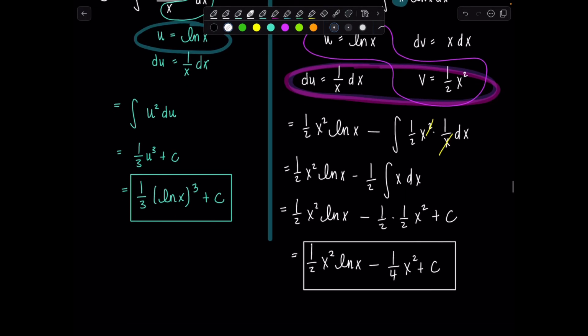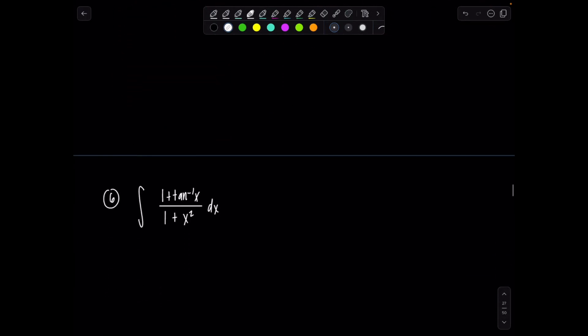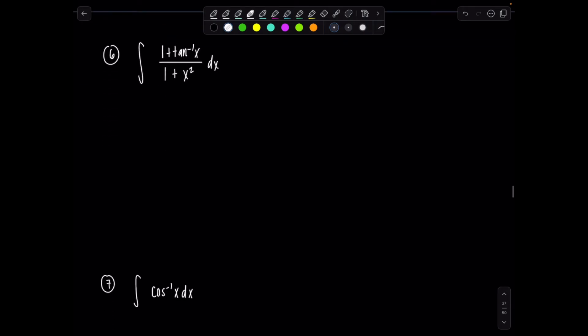Okay. Everything's looking good. Let's move on to a few more. Now I wanted to work with inverse trig functions. Okay. So the first one, we have integral of 1 plus tan inverse of x over 1 plus x squared dx. If you didn't memorize the derivatives of your inverse trig functions, then you would be stuck here. But I know the derivative of tan inverse of x, or arctan of x, is 1 over 1 plus x squared. And I see exactly that right here. 1 plus x squared is in the denominator.